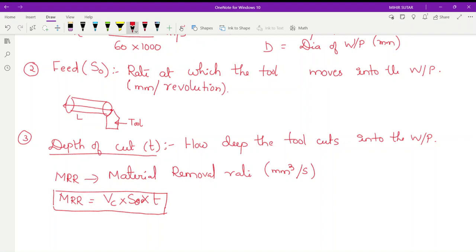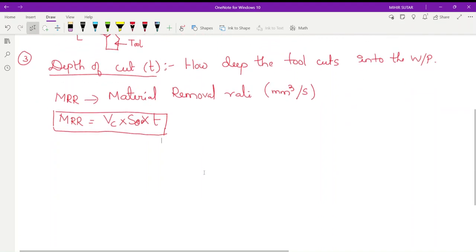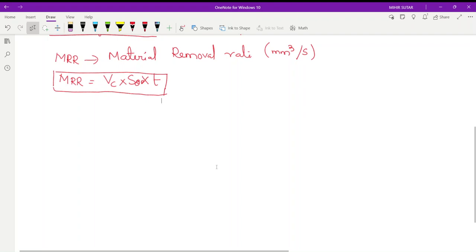If you want to know its units, you can use the unit method. You can put the unit of VC, multiply it by the unit of F0, multiplied by the unit of depth of cut. If you multiply, you will get mm cube per second. So this was all about speed, feed, and depth of cut. And now I would like to start about the ORS system.